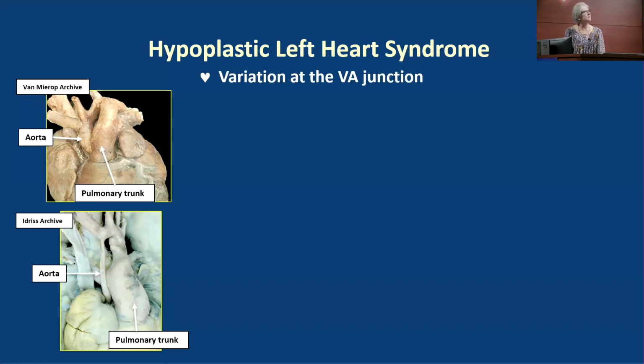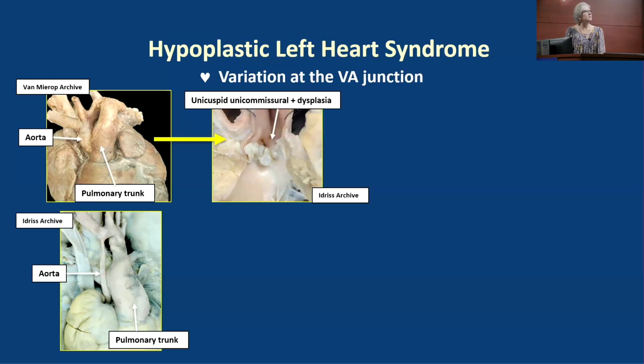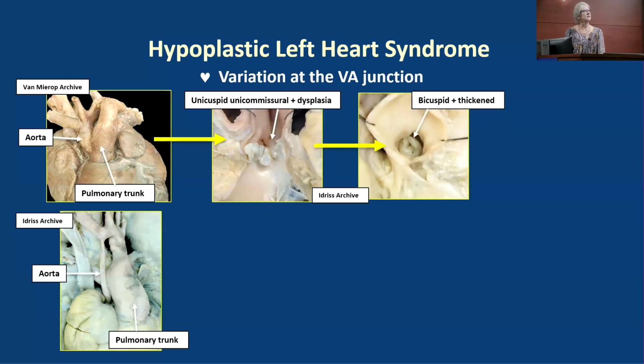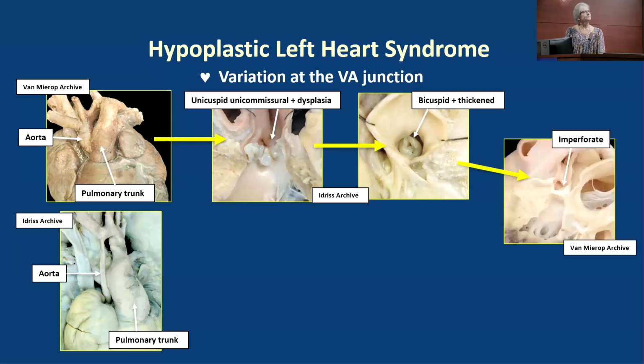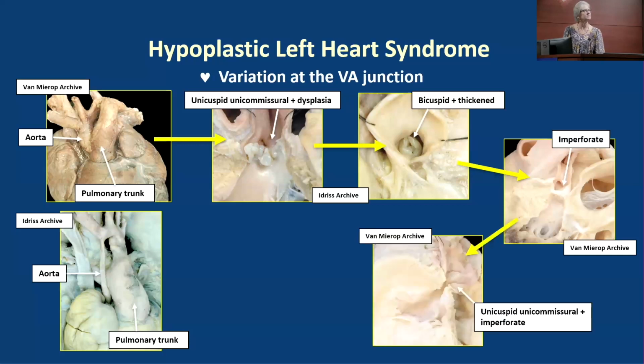So if we look at how these things may proceed during development at the aortic root, we can see that we have unicuspid and unicommissural valves that can also have a degree of added dysplasia causing stenosis. You can have bicuspid thickened aortic valves that have a very tiny luminal outlet. These bicuspid or unicuspid valves, for that matter, can progress to become imperforate.